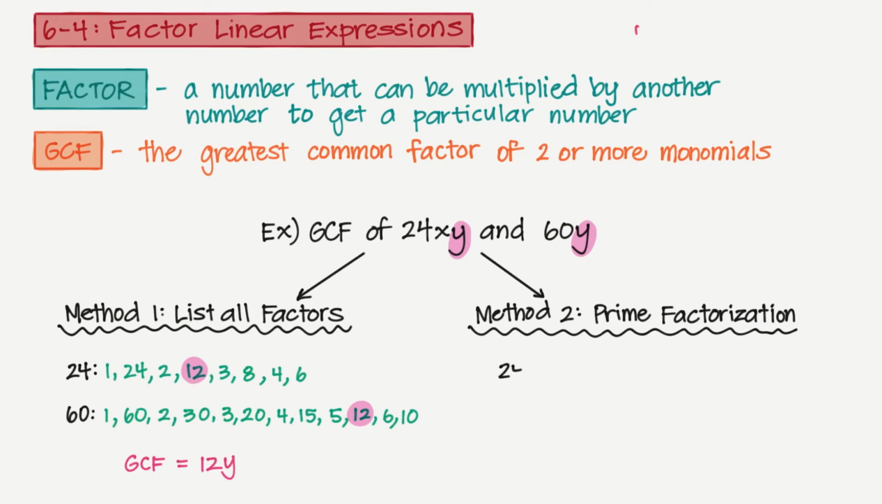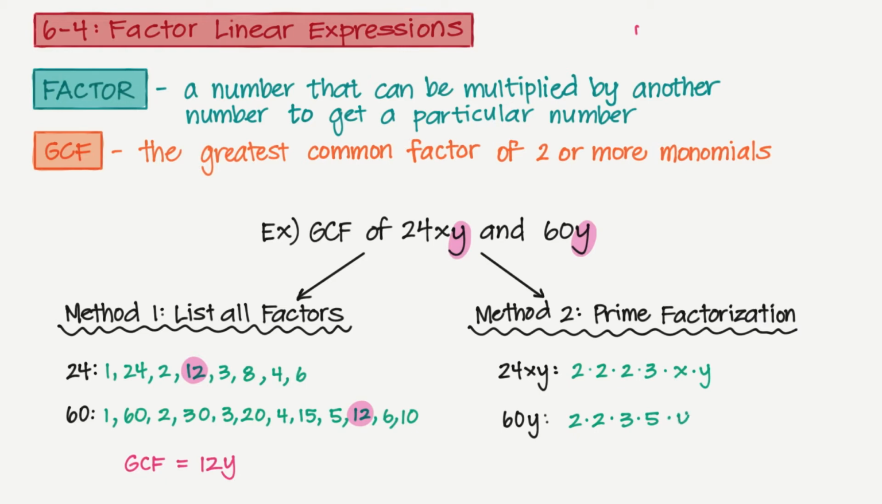The second method is called prime factorization, and this is where we're going to write out all of the prime factors. So 24 is 2 times 12, and 12 is 2 times 6, and 6 is 2 times 3, and then I have the x and I have the y. And then 60y I could write as 2 times 30, but 30 is 2 times 15, and 15 is 3 times 5. And then I also have a y at the end.